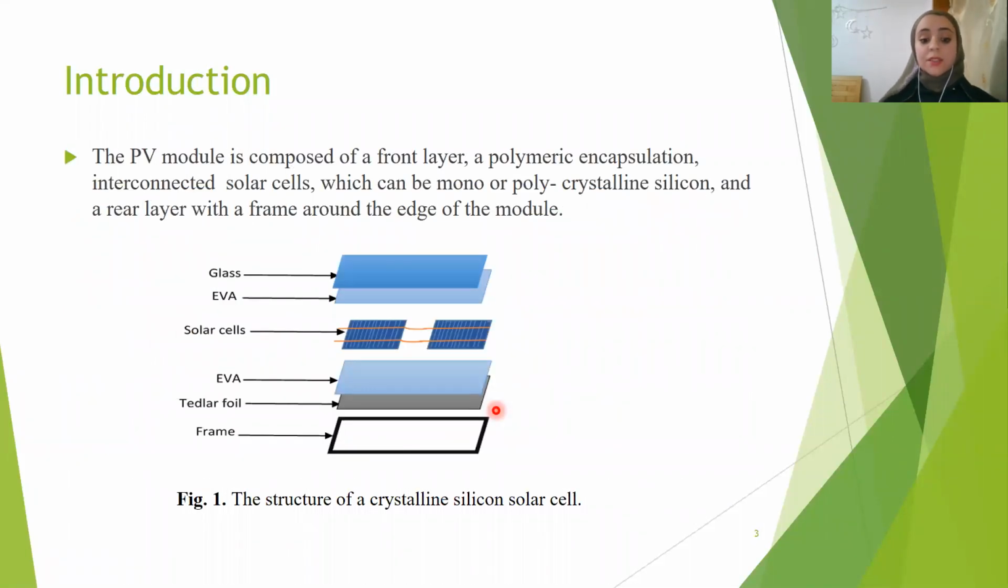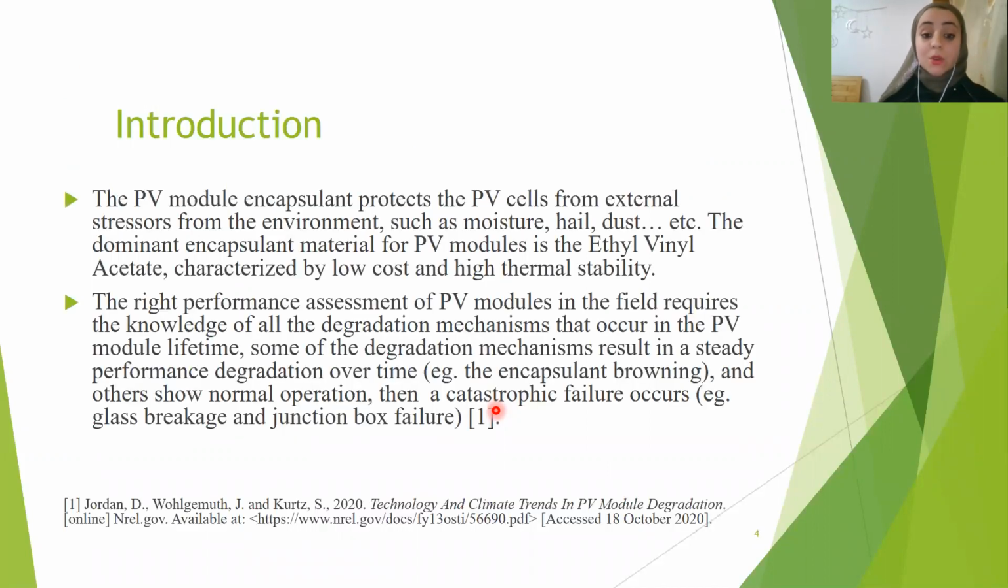These are the different components of a PV module. It is composed of front layer, polymeric encapsulation, and solar cells. The solar cells can be mono or polycrystalline. The PV module encapsulant protects the PV cells from external stressors such as moisture, hail, dust, etc. The dominant encapsulant material for PV modules is ethyl vinyl acetate, the EVA, characterized by low cost and high thermal stability. The right performance assessment of PV modules requires the knowledge of all the degradation mechanisms that occur.